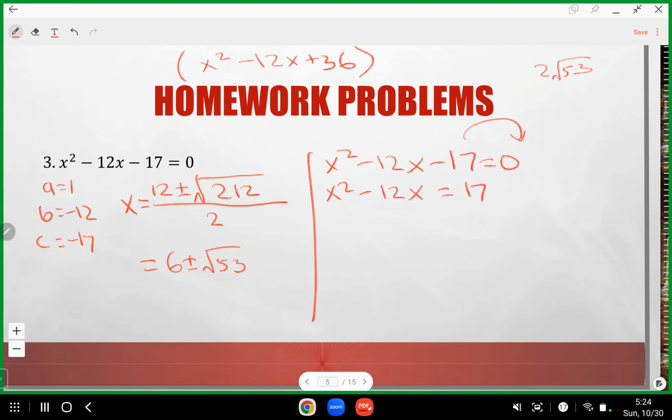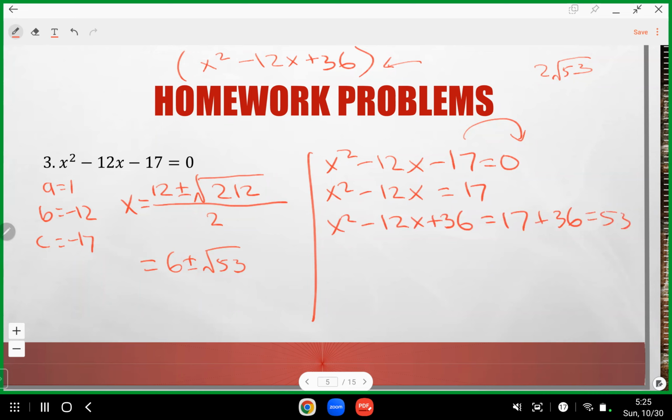All right, Ethan, what do we need to add to both sides in order to get this? 36. Very good. So you get 36, right? All right, so don't forget to also add 36 to 17, which is going to be 53.